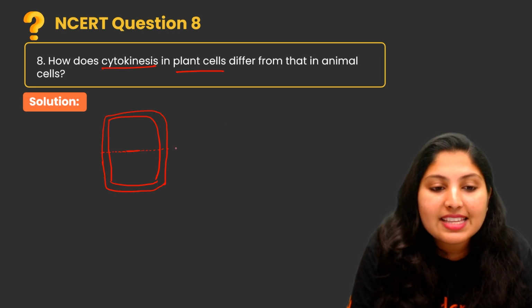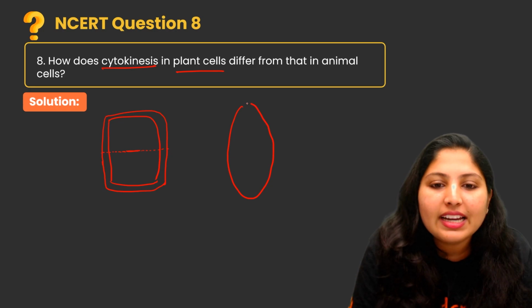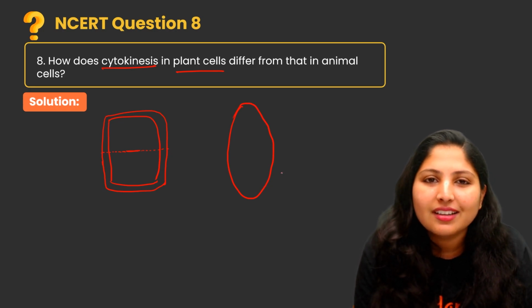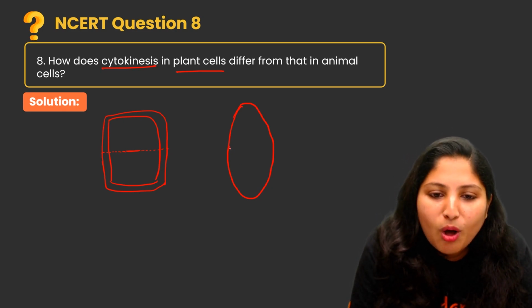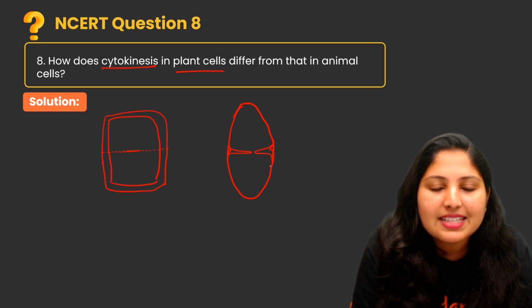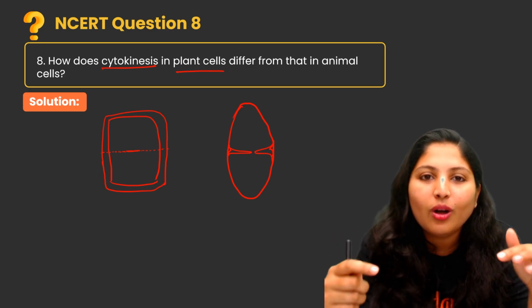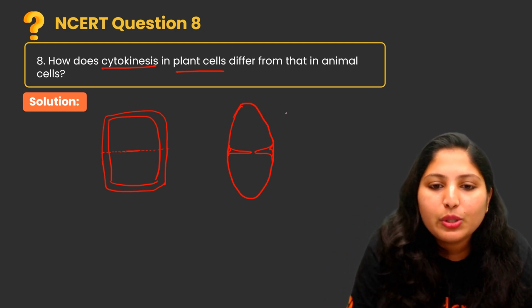But in animal cell it is not like this. Animal cell is having only plasma membrane, so plasma membrane is quite flexible. At the beginning a small furrow is forming. This furrow deepens and the two furrows reach each other at the middle, and this forms two cells.